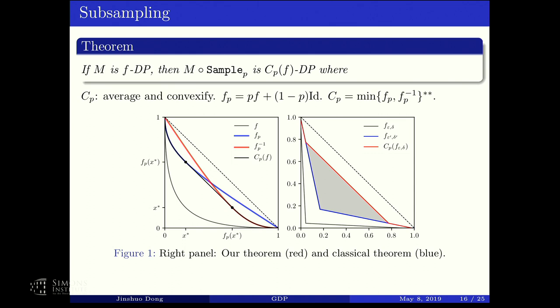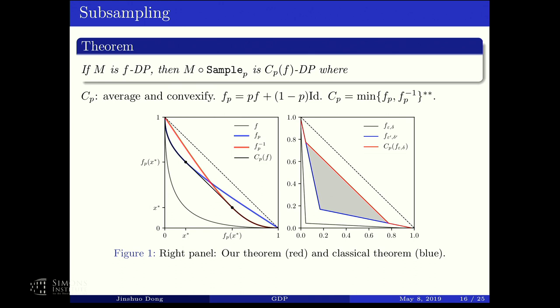So let me explain. I missed the point that this line is like you are trying to distinguish two identical things. Then the only thing you can do is to random guess. That corresponds to type 1 error plus type 2 error equals 1. So this corresponds to perfect privacy. So you first average F with the perfect privacy with this much ratio, and then you get an asymmetric function FP, the blue line here.